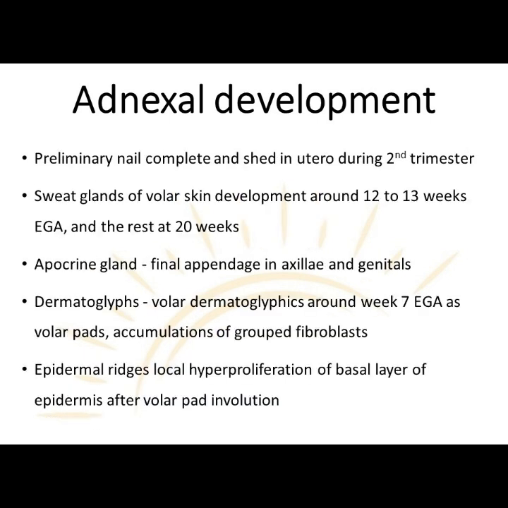Nail development. Preliminary nail forms and is shed in utero, second trimester. Sweat glands. 12 to 13 weeks EGA, volar, palms and soles. 20 weeks EGA, rest of body. Development mimics placoid formation of hair follicles. Apocrine glands. Develop later in hormonally responsive areas, axillae, genitals.